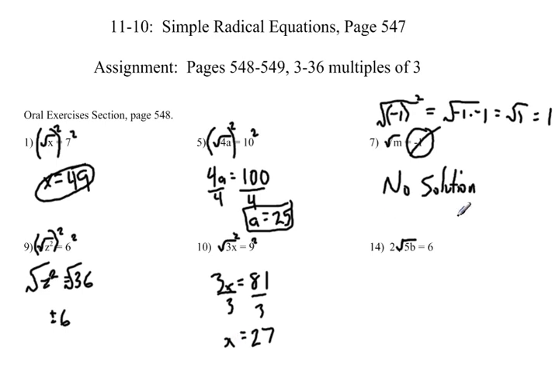And number 14. The only way this one's different is that you have a coefficient out here in front of your square root symbol. So when you square both sides, you want to keep that in mind. You're going to square the 2, so 2 times itself is 4. And then the square of the square root of 5b is 5b. And then 6 times 6 is 36. Now remember, you're not subtracting here. This is multiplication. So I would need to divide both sides by 20. 4 times 5 is 20.